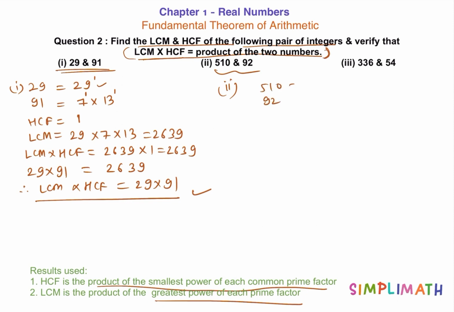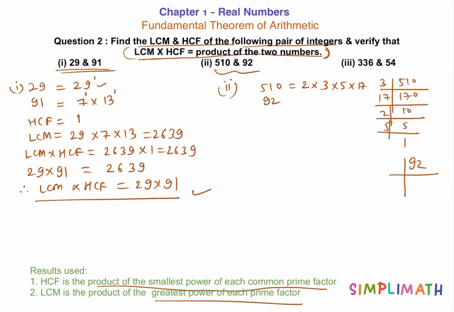510 and 92. If we find the prime factorization of 510, what do we get? Let's divide by 3, we get 170. If we divide by 17, we get 10, then 2, 5, 5, 1. So we get 2 into 3 into 5 into 17. And for the prime factorization of 92, let's divide by 2, we get 46. If we divide by 2, we get 23. 23 is a prime number. So 92's prime factorization is 2 into 2 into 23, which equals 2 square into 23.